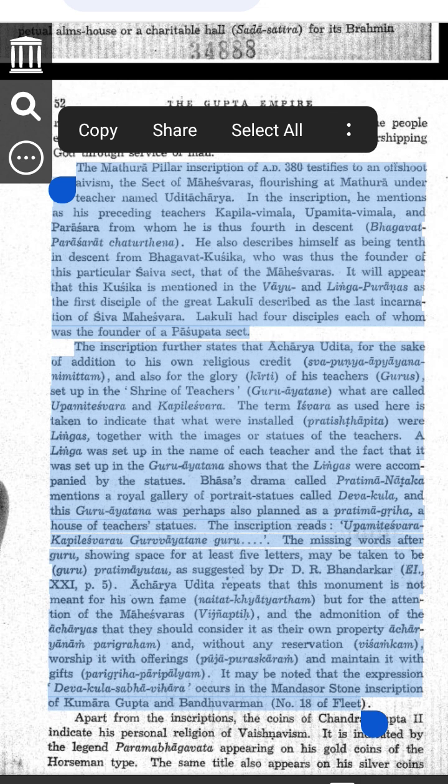Who was Kushika? He was the first student of Lakuli. Lakuli was believed to be an incarnation, a rebirth, of Lord Shiva. Lakuli had 4 main students, and each one started a different Shaivite sect.